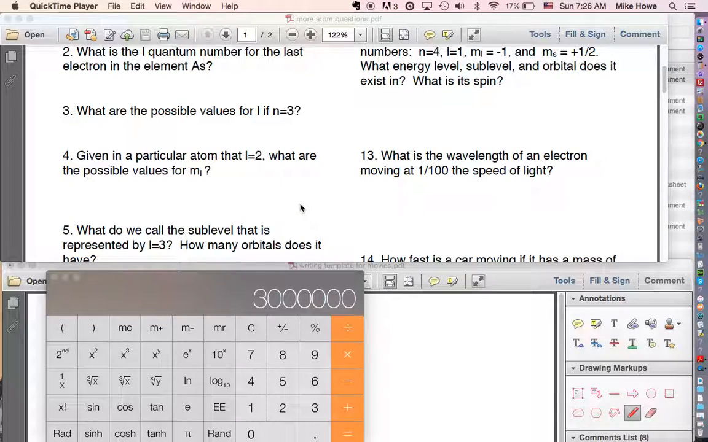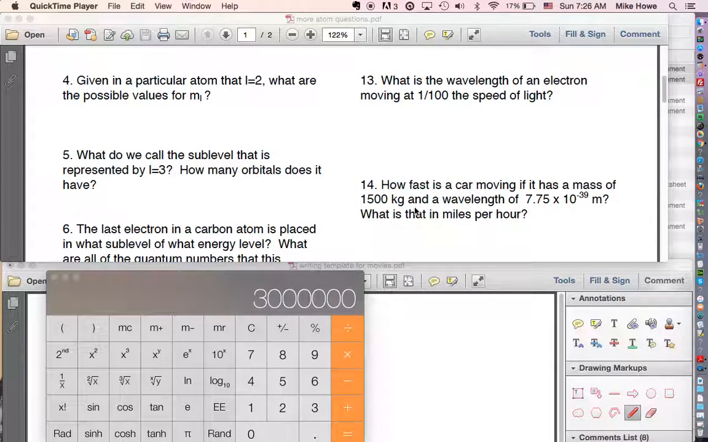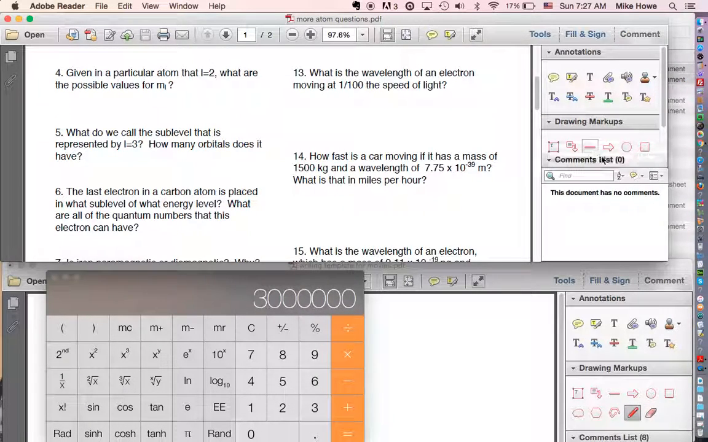So now I think we're ready to try these problems. The first problem was number 13. What is the wavelength of an electron moving at 1/100th the speed of light? So the speed of light is, we said we're going to use 3.00 times 10 to the 8th meters per second.